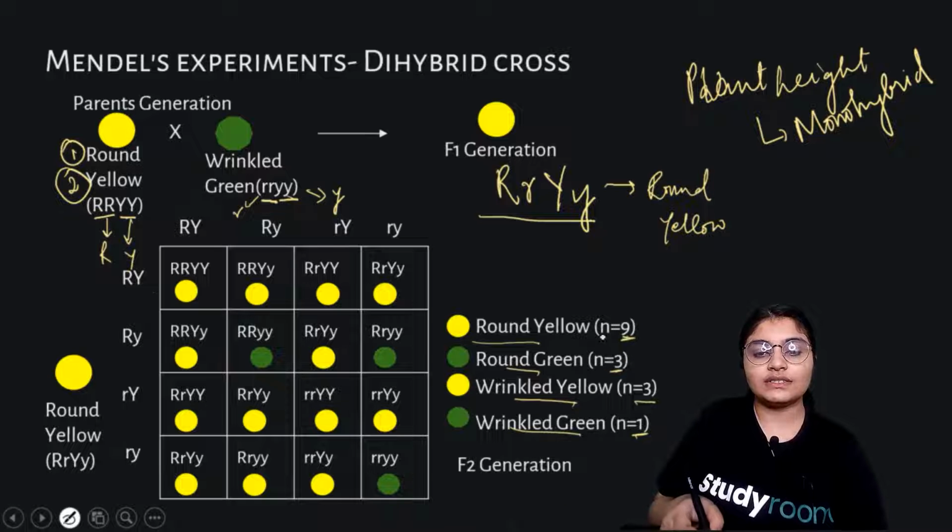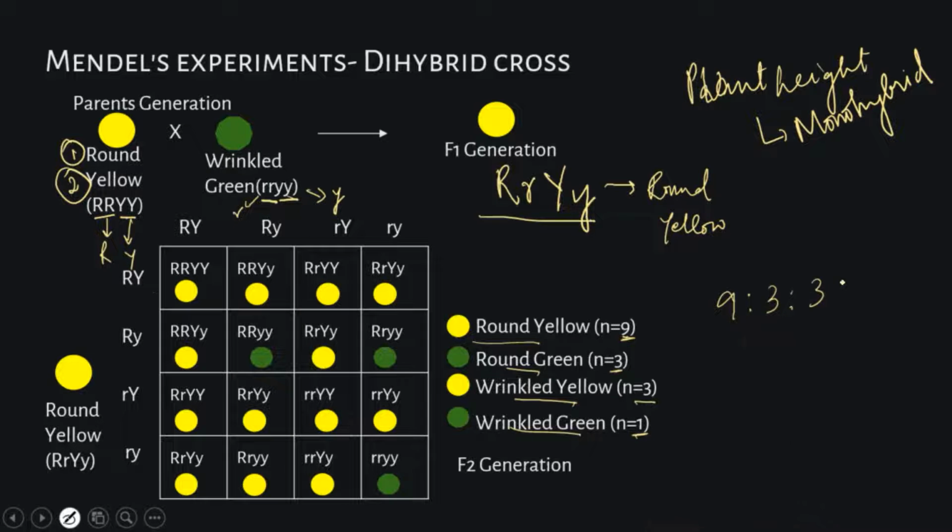So you need to just remember the ratio of the genotypes and the phenotypes. Okay, so here you can see that the ratio is coming 9:3:3:1. So this is the ratio of the dihybrid cross. Okay, this is the ratio of the dihybrid cross, right? And how is this ratio coming?